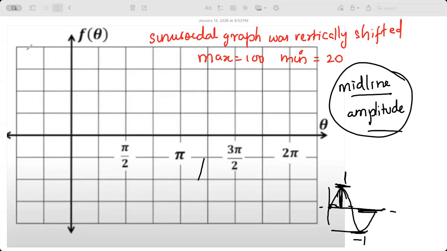Correct, Lopa. So here, max is 100. Let's say 100 is here. Okay. 20 is here. With this graph itself, I'm plotting. Okay. 20 is here. Max happened here. Minimum happened here. So what is in between for the midline?